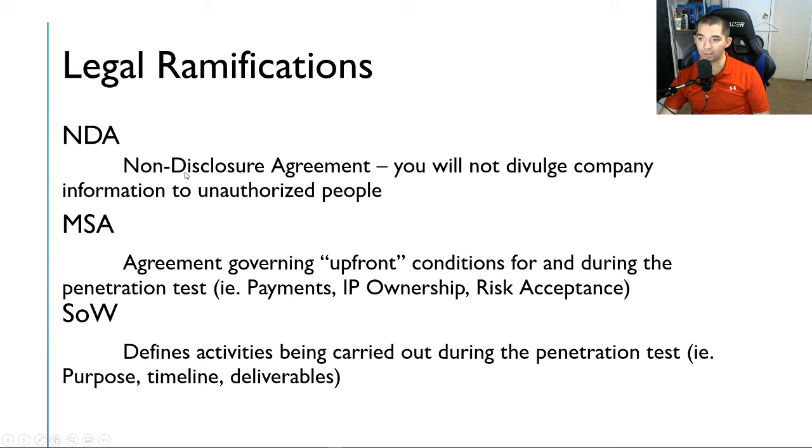The non-disclosure agreement basically means you will not divulge company information to unauthorized people. The MSA is the agreement governing upfront conditions for and during the penetration test, i.e. the payments, IP ownership, and risk acceptance. And the SOW, the statement of work, defines the activities being carried out during the penetration test, i.e. purpose, timeline, and deliverables.